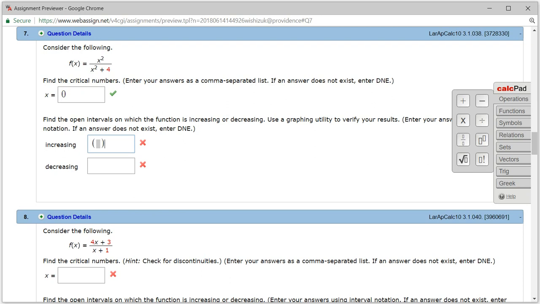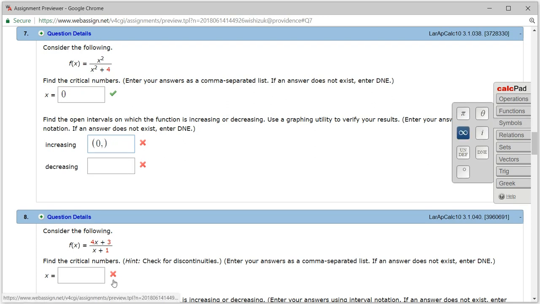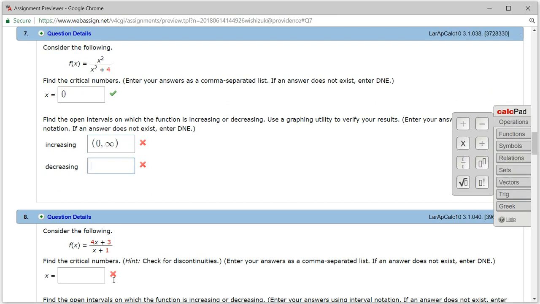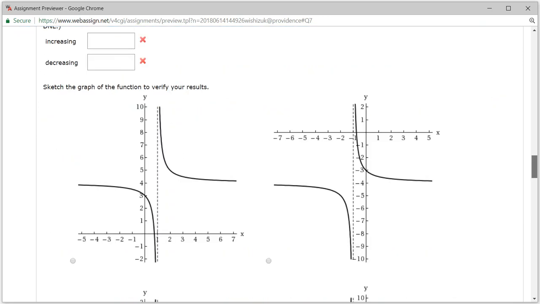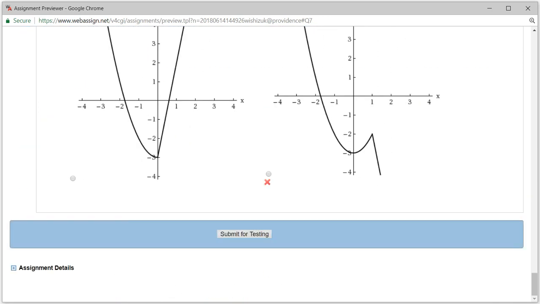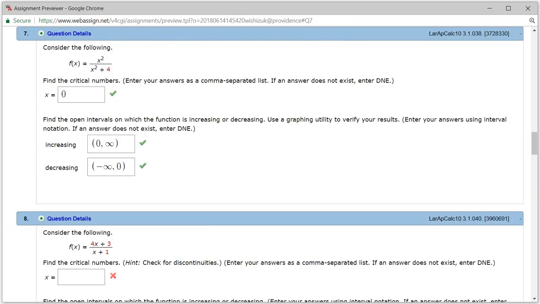So we have from 0 to infinity. Let's see if I can find a symbol for infinity here. And here, decreasing on negative infinity to 0. So let's check the answer. Submit for testing. It came back and looks like we got this one correctly.